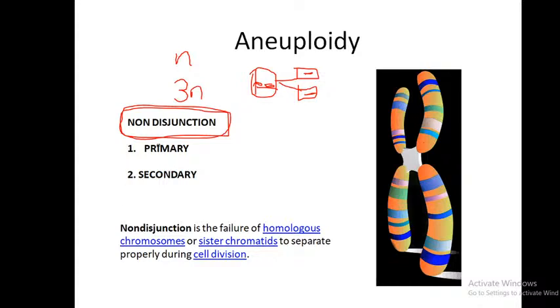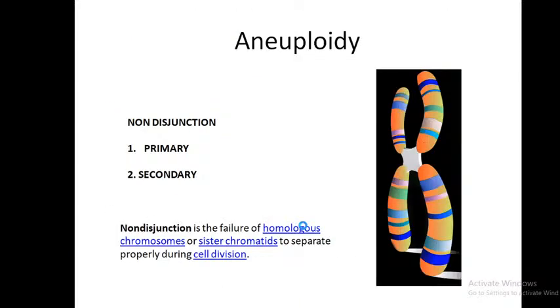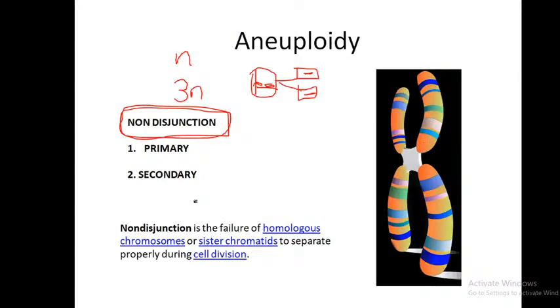The definition of non-disjunction is the failure of homologous chromosomes or sister chromatids to separate properly during cell division. Homologous chromosomes do not separate properly; they do not separate and move to the same place. Non-disjunction is the failure of the homologous chromosomes or sister chromatids to separate properly during cell division.